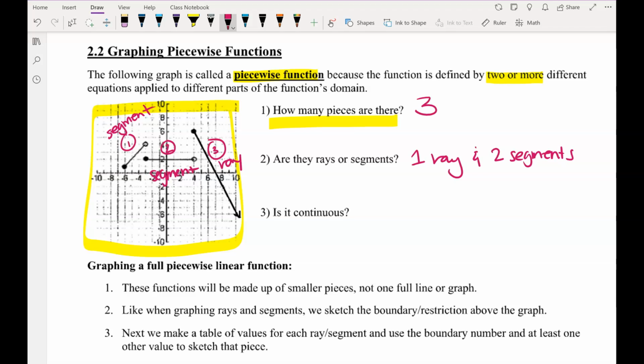Is it continuous? Remember, students, continuous means, can I graph the entire function, all 3 pieces as one function, without lifting my pencil? So we could try, I can trace here. Well, I can't go to the second piece without lifting up my pencil and making another closed dot. So since we have to lift up our pencil, it is not continuous.